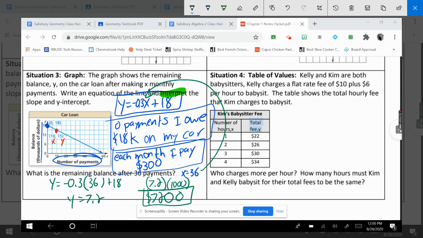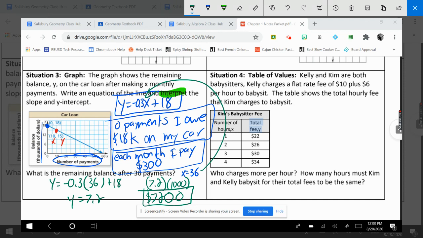Kelly and Kim are both babysitters. Kelly charges a flat rate fee of $10 plus $6 per hour to babysit. The table shows total hourly fee that Kim charges to babysit. So if it's only 1 hour, she charges $22 as a total fee. 2 hours is going to be 26. 3 is 30.